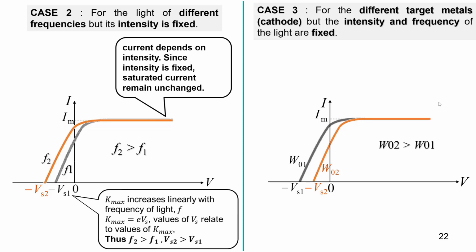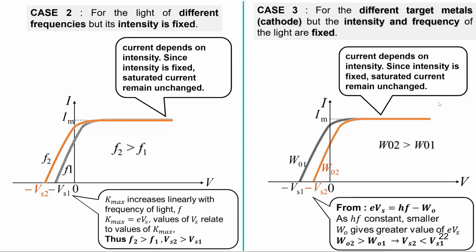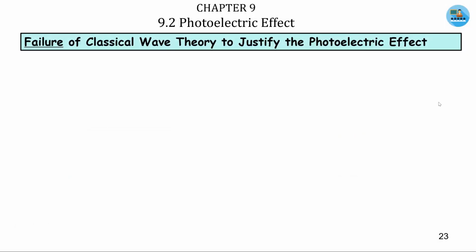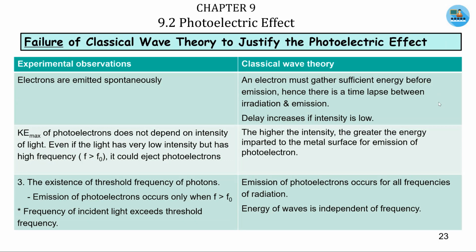The metal that has lower work function gives up more kinetic energy to the photoelectrons. Hence, it requires bigger stopping potential to retard the motion. Work function smaller, stopping potential is bigger.